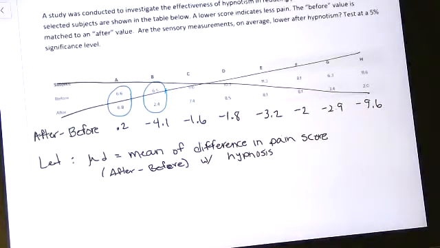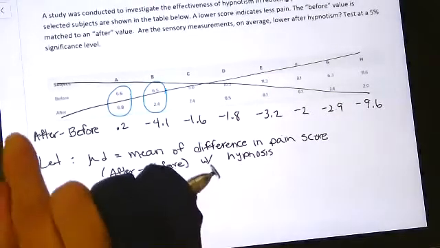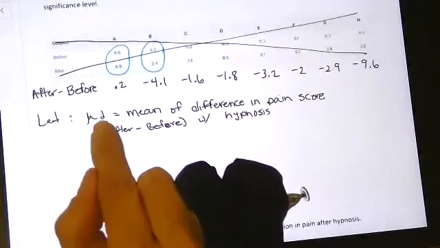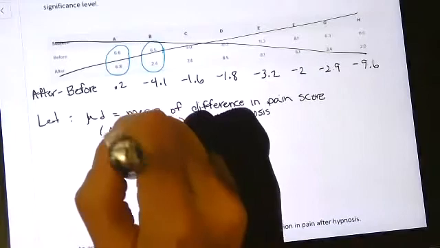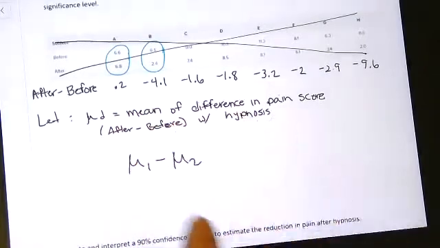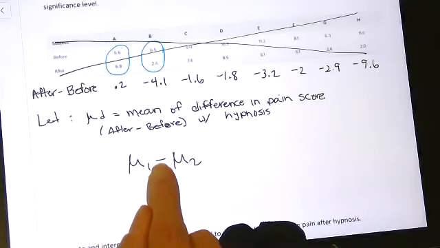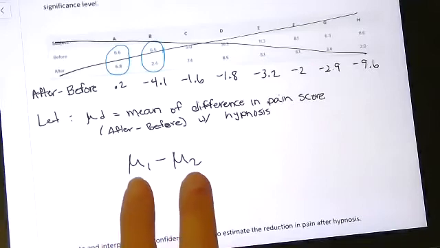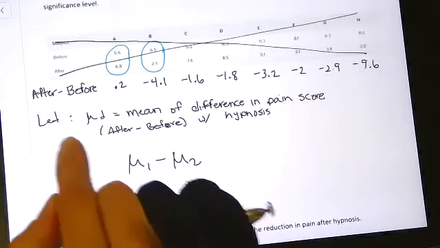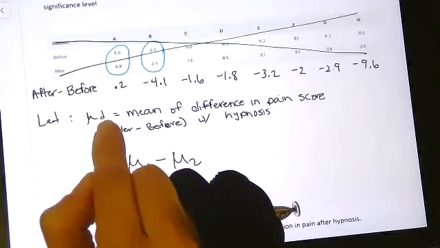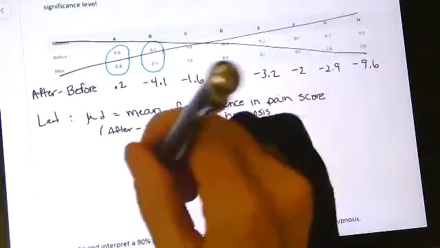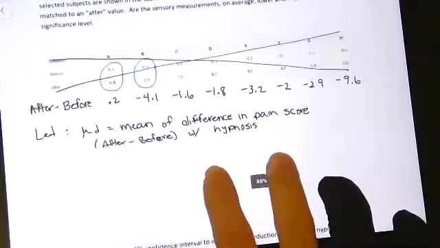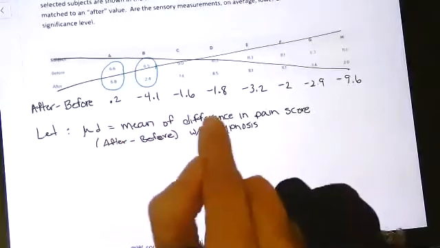Okay, so that's what we're looking at, the mean of the difference. By the way, this is the mean of the differences. What we have seen before is a difference of the means. You guys see the distinction there? So this is the difference between two means. This is the mean of a bunch of differences. So just be careful how you say that.